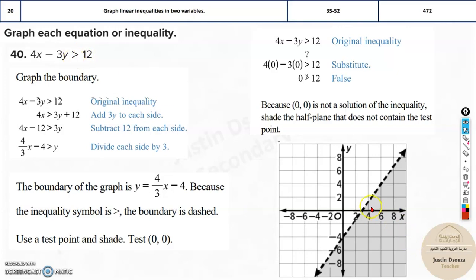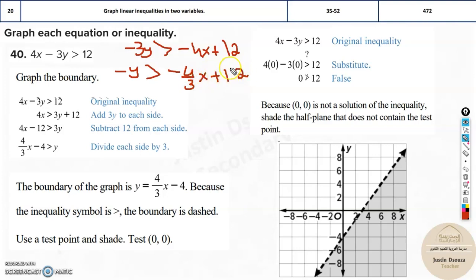And since it's only greater than, look here, what happens is, I will solve this. Take this 4 to the other side, it becomes minus 3y greater than minus 4x plus 12. Then you need to divide both the sides by 3. You will have minus y greater than negative 4 by 3x plus 12. Sorry, 12 divided by 3 will be 4.